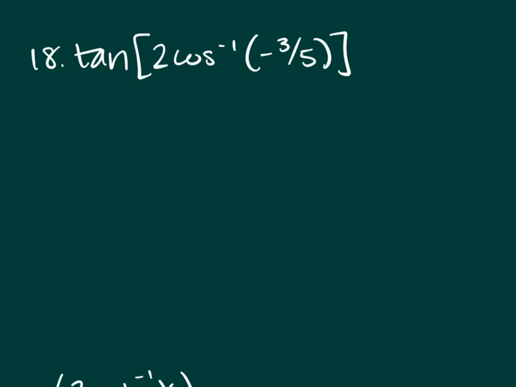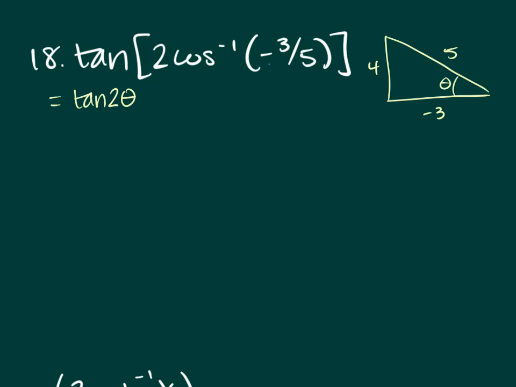For 18, we need to find tangent of 2 cosine inverse of negative 3/5. So what we're really looking for is tangent of 2 theta. So I'm going to draw my triangle representing theta. I am in the second quadrant because cosine is negative here. So I've got negative 3 and 5, and by Pythagoreans, my remaining leg is 4.